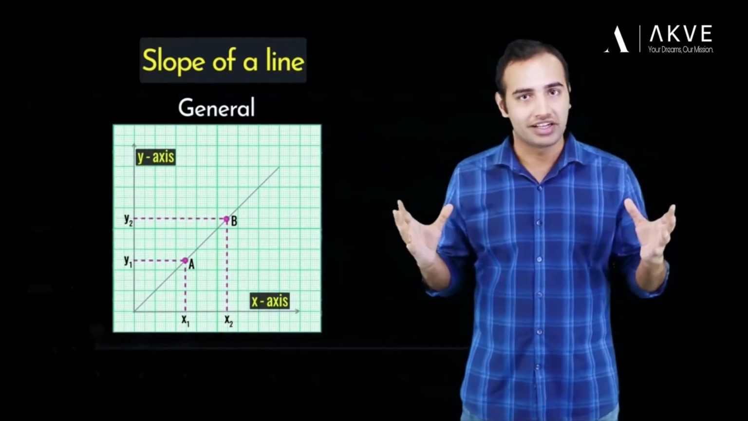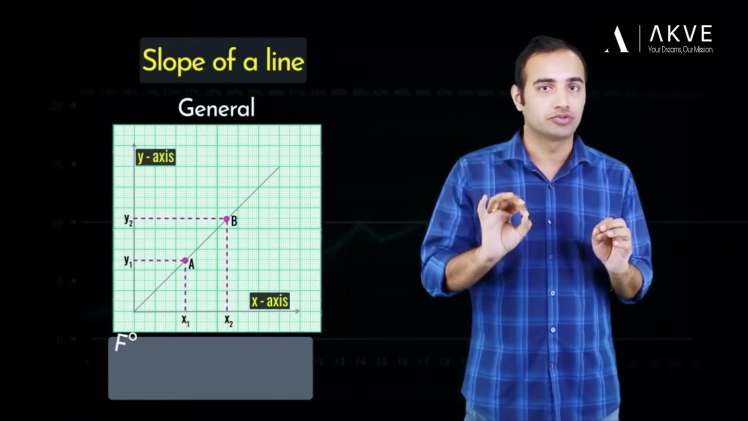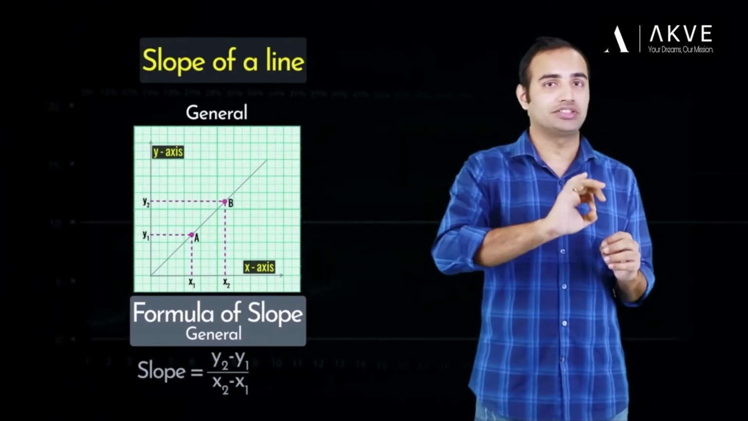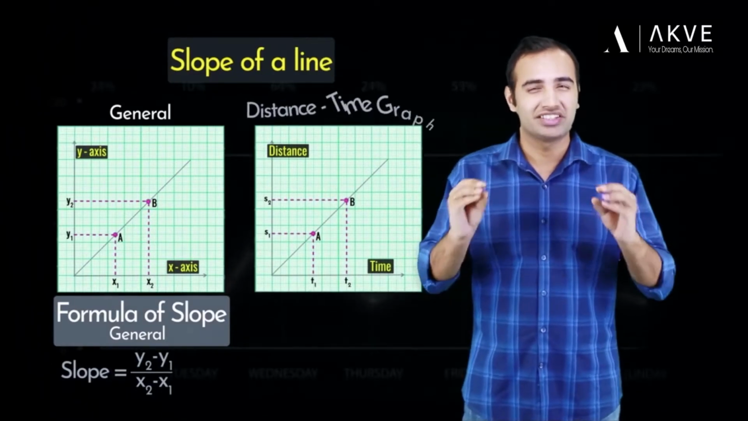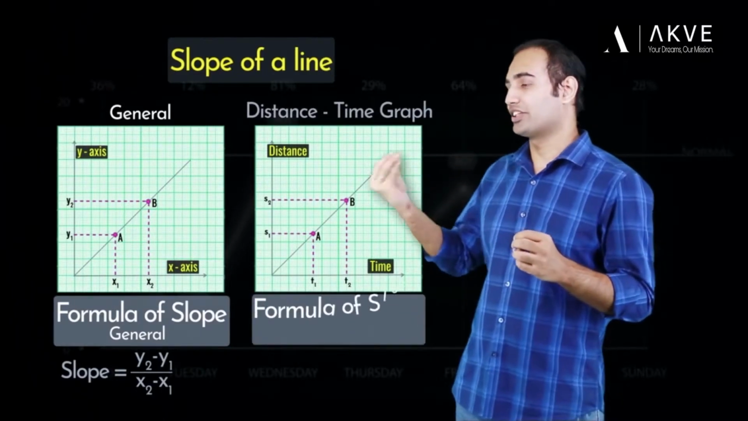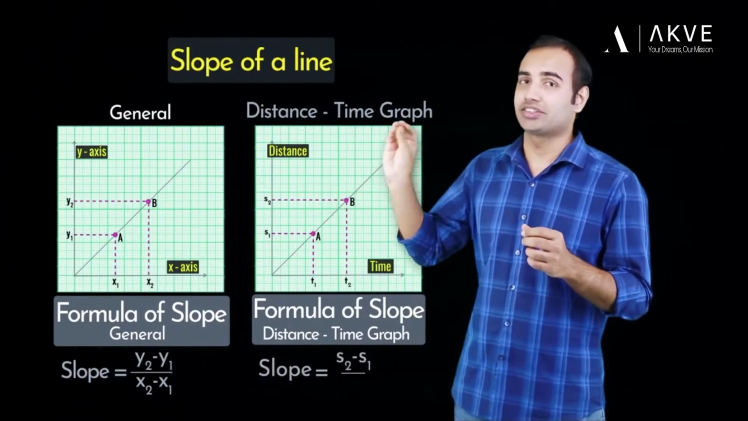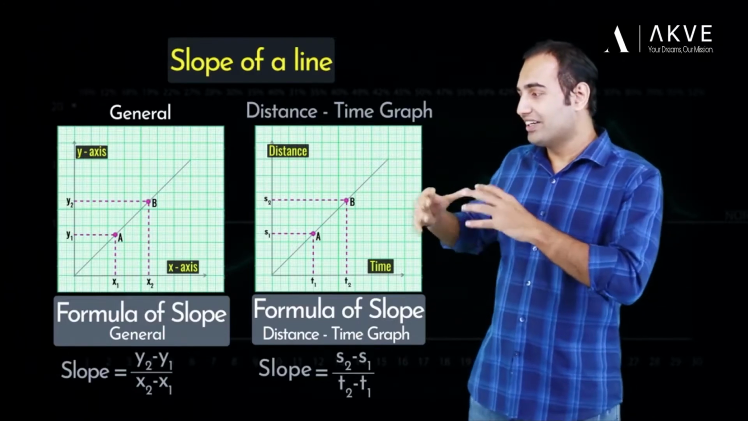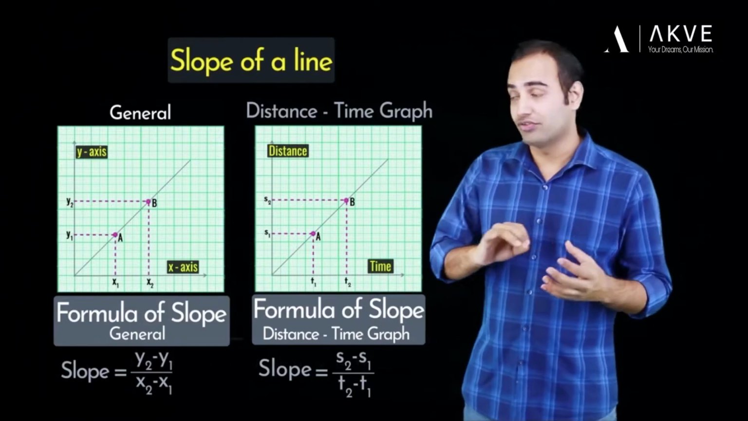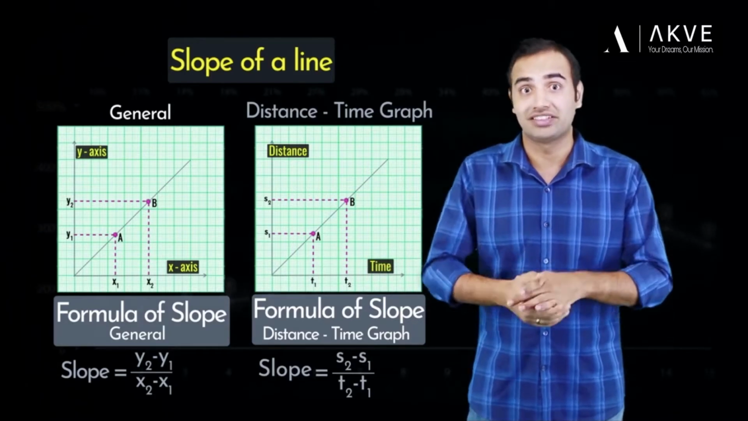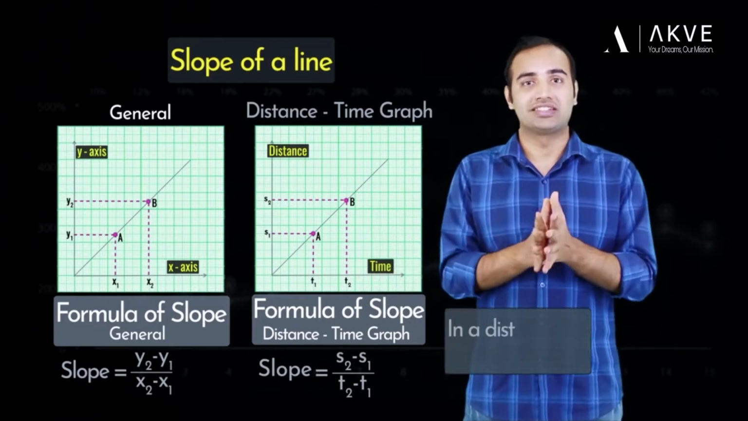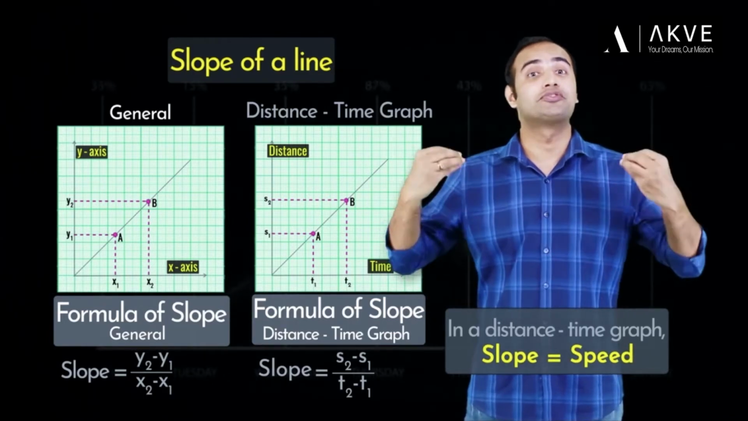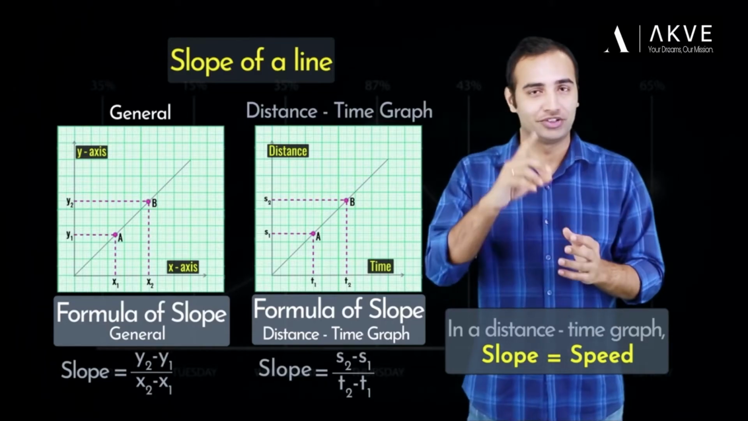Now, for a general straight line plot, we calculate the value of slope using the formula slope is equal to y2 minus y1 divided by x2 minus x1. However, when the graph is a distance time graph, this formula transforms to slope is equal to s2 minus s1 divided by t2 minus t1, as you can see over here. Now, what's interesting is that the formula for slope and the formula for speed in a distance time graph is exactly the same. So from here we can say that slope of the straight line in a distance time graph gives us the value of speed. It's a fascinating result and you must remember it.